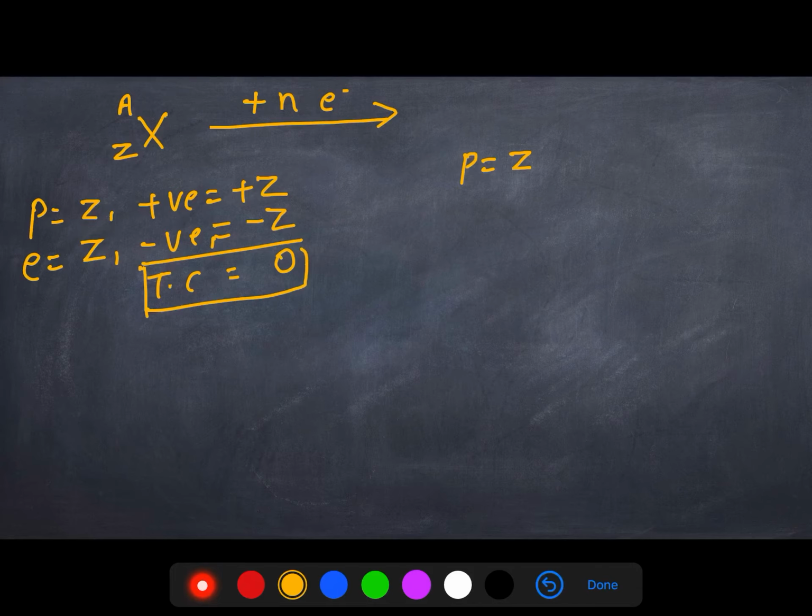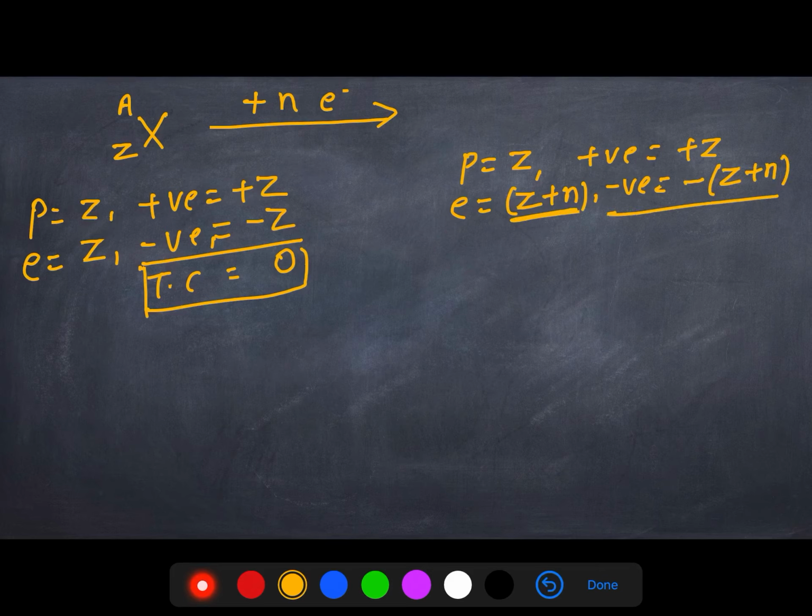Let's see what happens if it gains n number of electrons. So we know that the atomic number does not change, so number of protons will remain the same, and so does the positive charge, plus G. But the number of electrons has increased by n because it gained n number of electrons. So the negative charge developed because of these many electrons will be minus of G plus n. If you calculate the total charge, you get minus n. Now this total charge is the net charge that X is going to show over here.